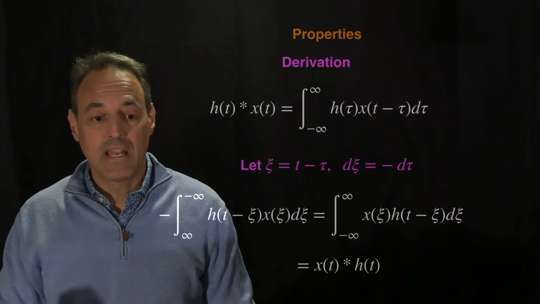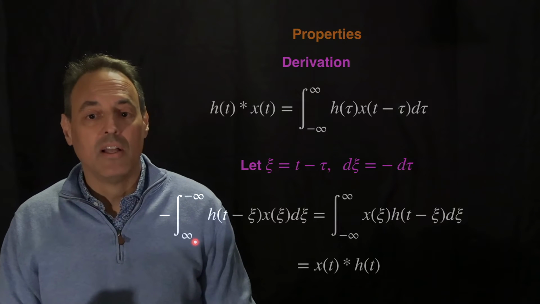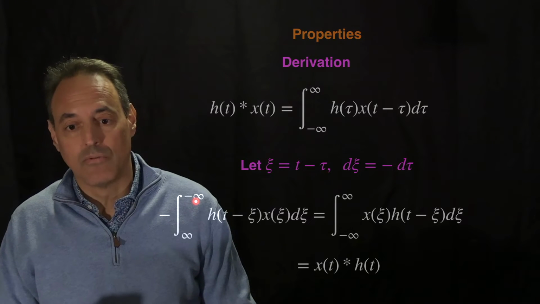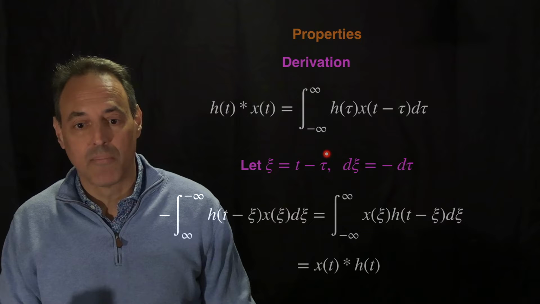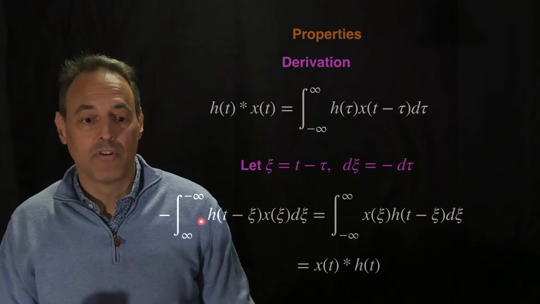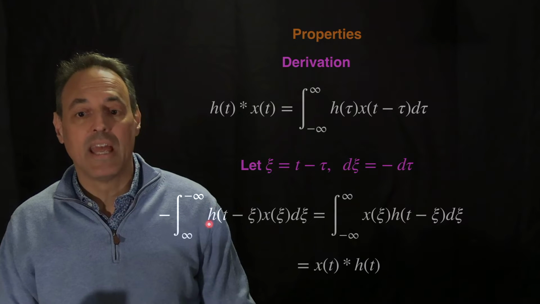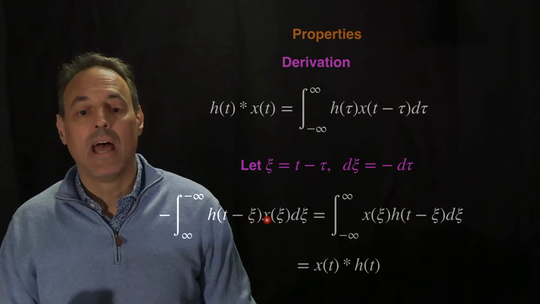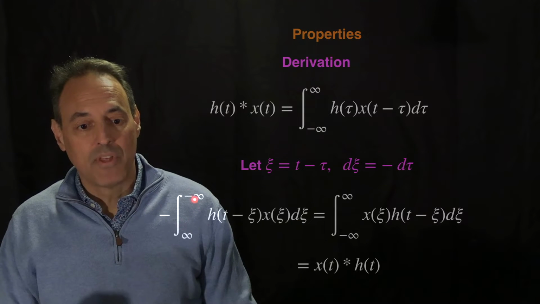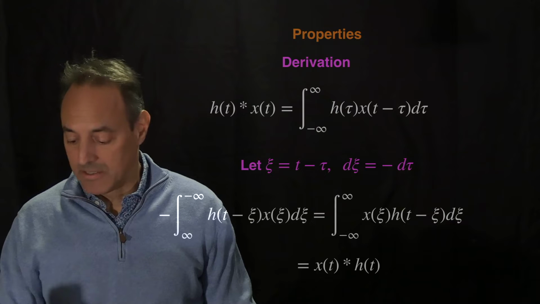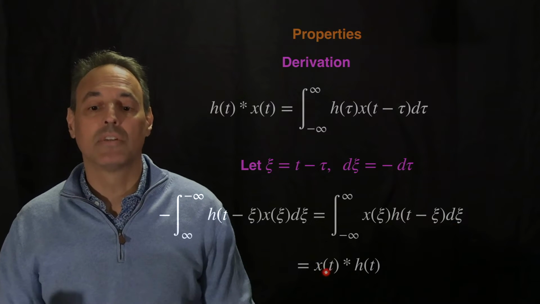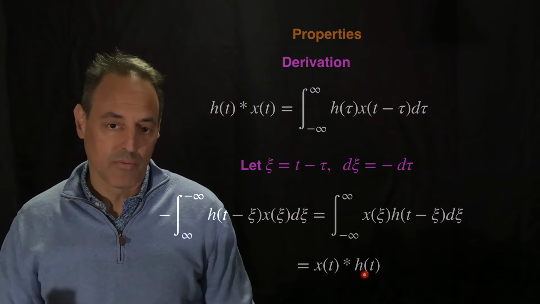So if you just plug that in, what you end up with is that now the limits change. This goes from infinity to minus infinity in this new variable, right? Because you've got the minus sign right there. And you also have a minus sign in front of the d tau, which is here. So you get h of t minus xi, x of xi d xi. And if I flip this, that takes care of that minus sign. And so what you end up with is x of xi, h of t minus xi d xi, which is x of t convolved with h of t.